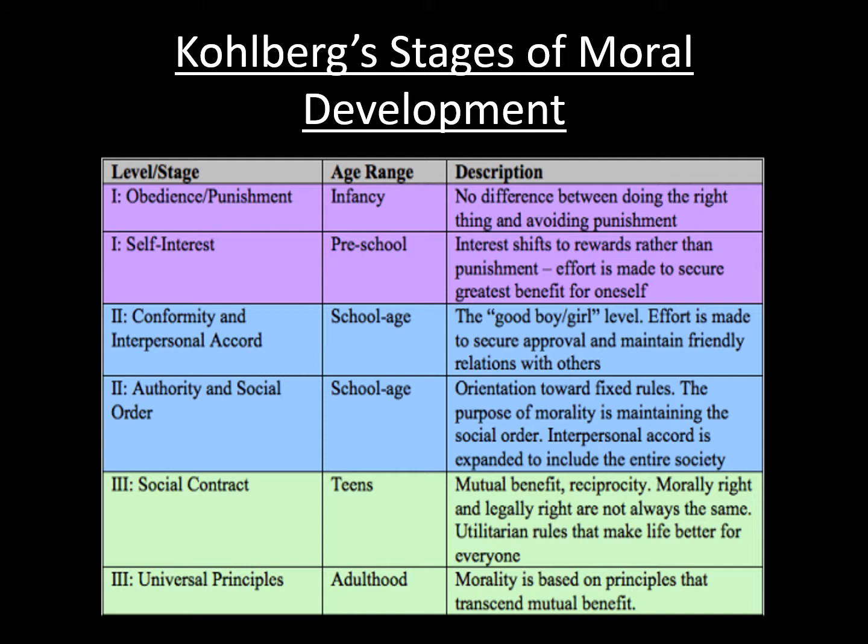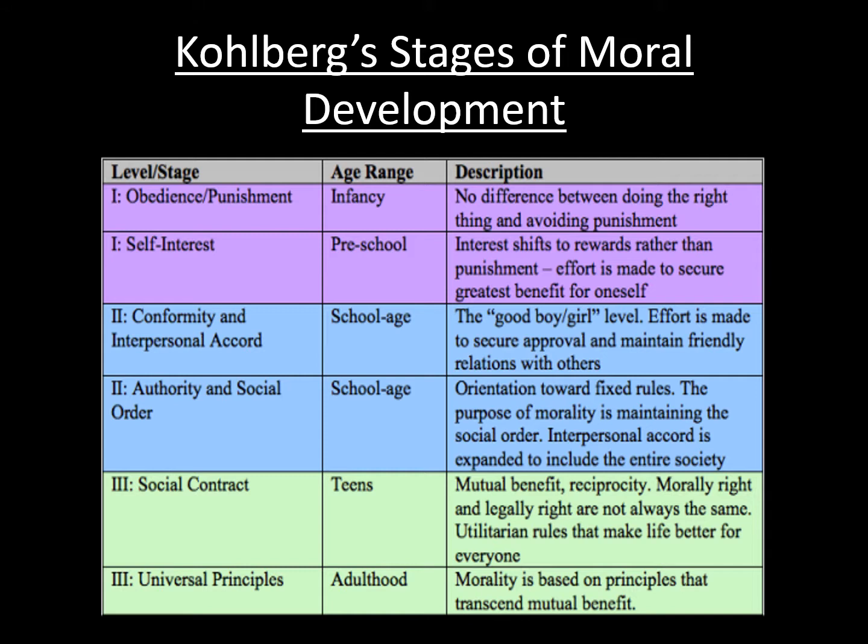The next stage is conformity and the interpersonal accord, which is around the school age, and this is where the student or child gets the good boy or good girl level. The next is authority and social order, which is still in the school age. And then they start to move towards the fixed rules. They start to understand the rules, and they start to follow the rules.